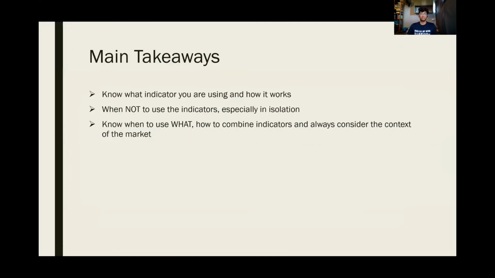So the main takeaways from this lesson on trading is that you need to know what indicators you're using and how they work. And secondly, know when to use these indicators, especially if you're trying to use them in isolation or in conjunction with other indicators. And last but not least, know when to use which different indicator and how to combine it as well, so that you can get the best of both worlds and not have overlapping and non-significant sources of information that basically don't add much to your trading decision. And as always, always remember to consider the context of the market.